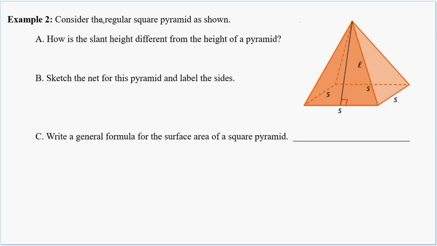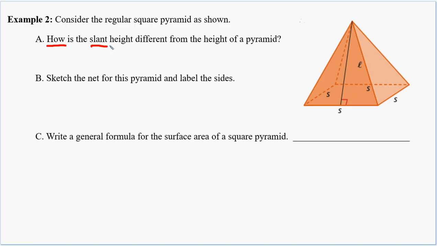Example 2. Consider the regular square pyramid as shown. First, this L here, a lot of people in class the first time I taught this thought it might have represented this edge right here, but that's not what it is. I'm going to amend this in the notes, draw a little arrow. L is this right here. That's sliding up or down the face of that pyramid.